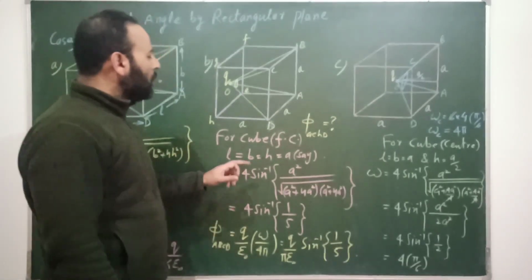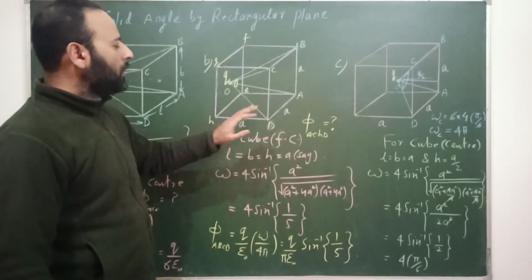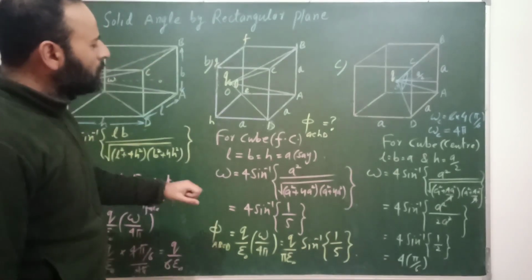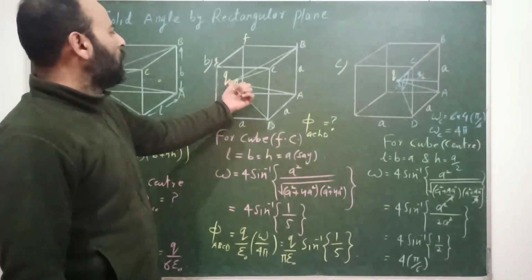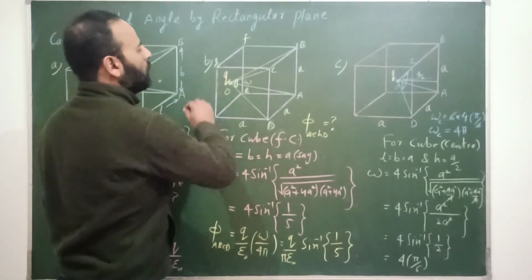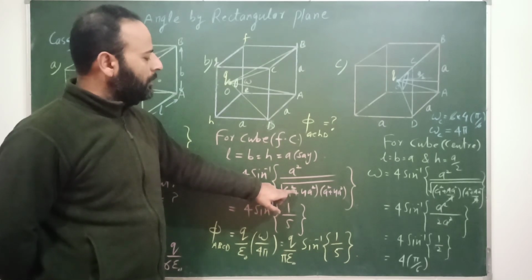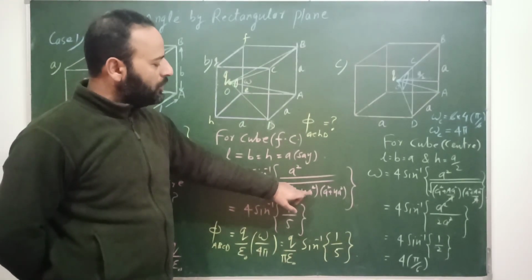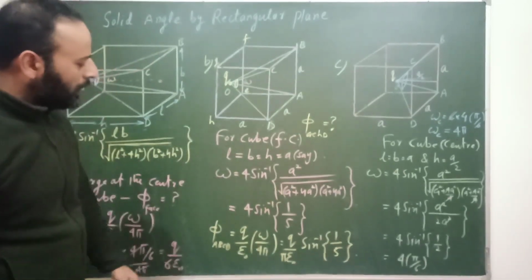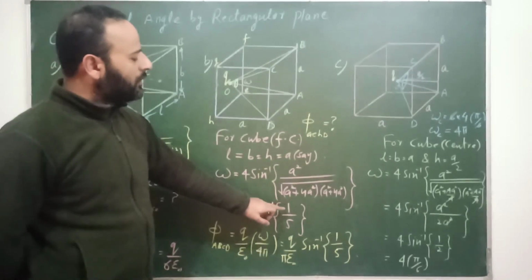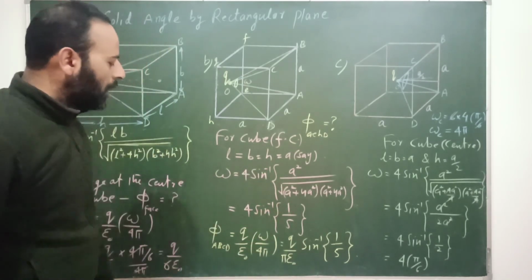So in case of a cube, we have length is equal to breadth is equal to height, means all the dimensions, all the edge lengths are the same. So if we use L is equal to B is equal to H is equal to A, say, then the solid angle comes out to be omega is equal to 4 sine inverse, A square divided by under root of (A square plus 4A square) times (A square plus 4A square), because H is also equal to A. So that comes out to be 4 sine inverse. Then after doing a little bit of calculation, it comes out to be 1 by 5, right?